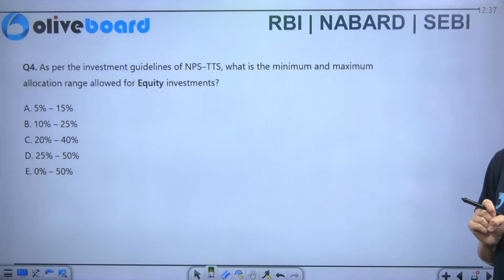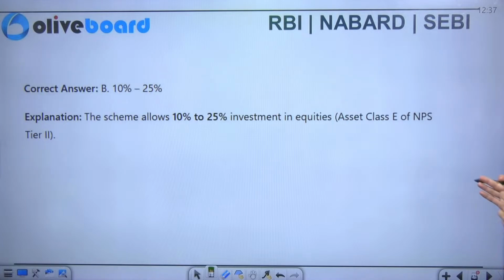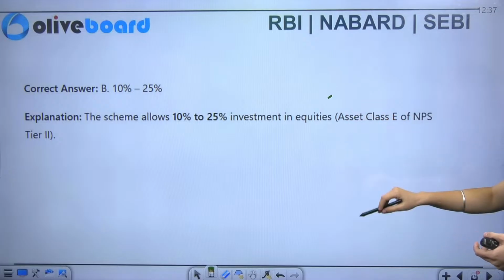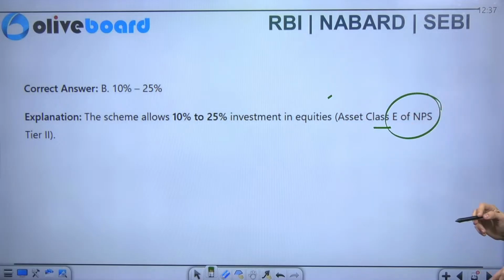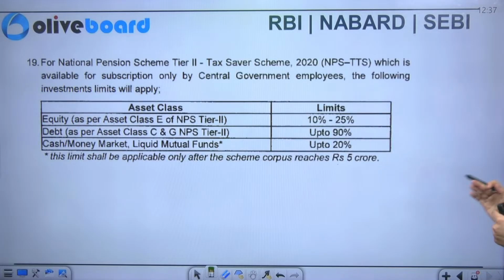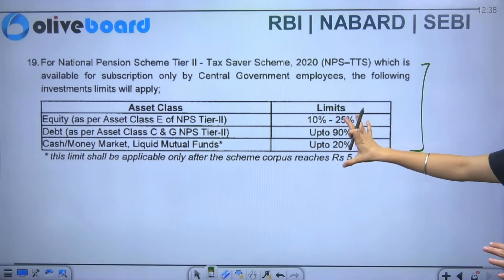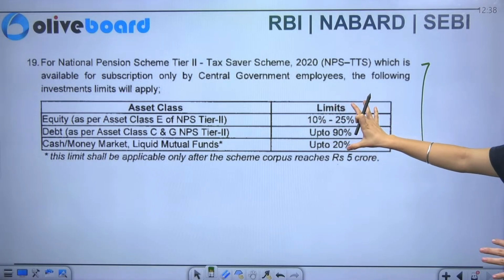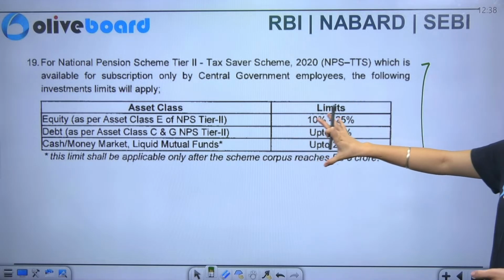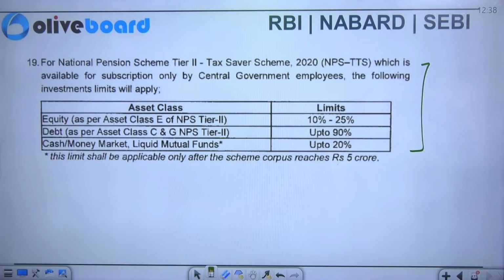Okay, Atithi says E. Alright, so the correct answer is B, that is 10 to 25% investment in equities, specifically asset class E of NPS Tier 2. This is not the next question, but a full-fledged explanation of it. You can just go through that. This is a recent one. This is full-fledged information about whatever questions I've asked from you people.